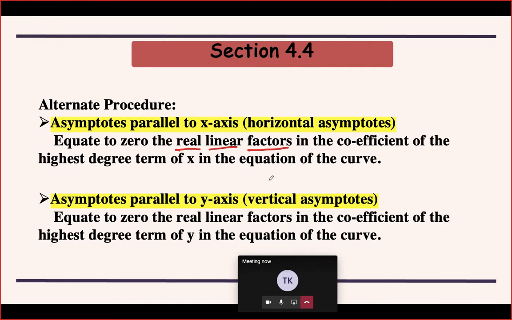I'll just take up an example on this. So what you have to do, remember, take the coefficient of the highest degree term of x, then find out factors of that coefficient part which are linear and real, and once you find those factors, equate them to 0. Okay, that will give you the equation of the horizontal asymptote, and same for vertical. Okay, is this definition clear?